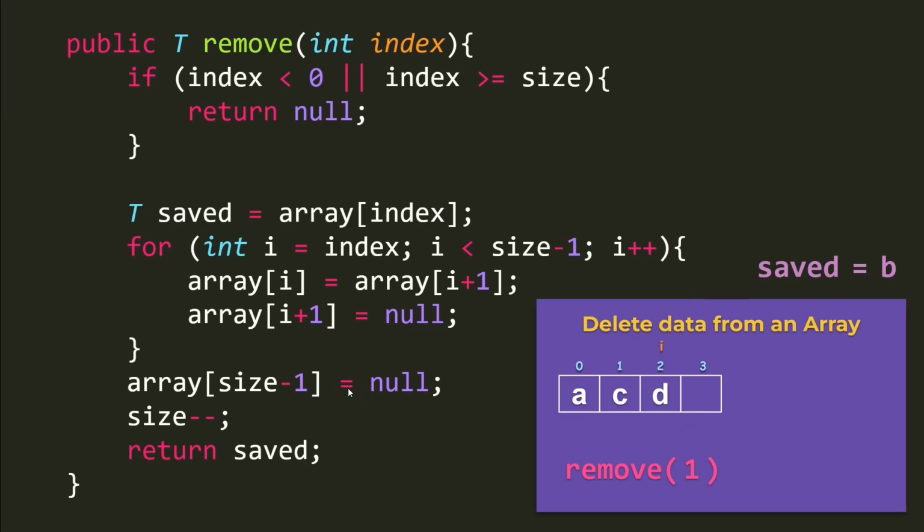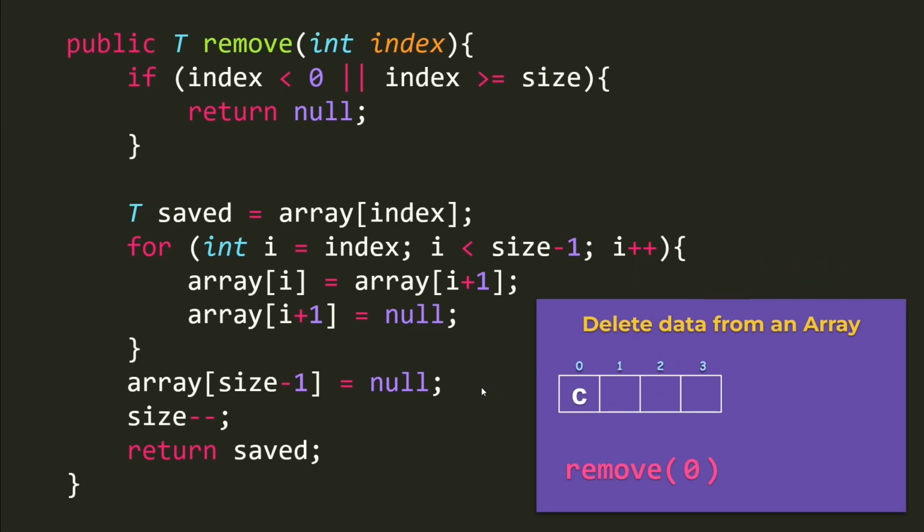And this line here is actually really important. I'll explain why in a moment. But then we also need to decrement size. So size minus minus because we just removed an element from the array. And last but not least, we return the variable saved. So this is a way for us to check what did we just remove. Well, let's see. We just removed the letter B from the array.